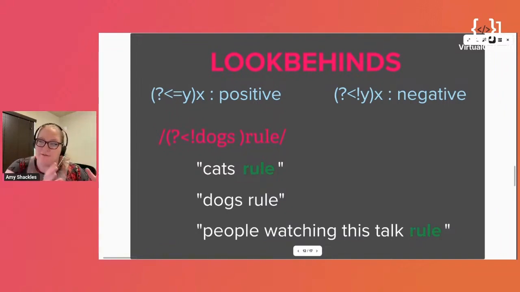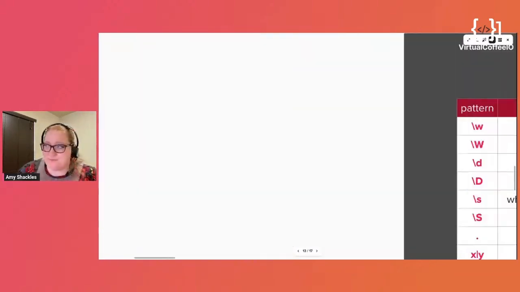So for a positive lookbehind, you're saying that this part of the string has to be present in order for the second part of the string to match. In the negative lookbehind, this part of the string can't contain what's in the negative lookbehind, and then you'll match the string. So with a negative lookbehind of "dog's " followed by "rule", it will match the "rule" in "cat's rule", it will match the "rule" in "people watching this talk rule", but it will not match the string "dog's rule".